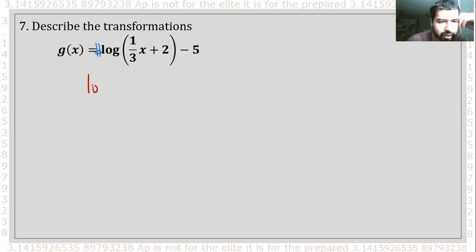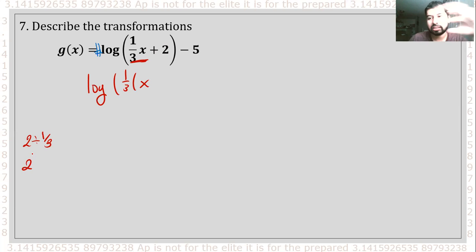So I'm going to go ahead and write it again. Log, there's no base, so you can assume that's 10. It's going to be 1/3 on the outside. If I factor out 1/3 from 1/3 x, I'm left with x. And if I factor out 1/3 from 2, that's the same thing as dividing 2 by 1/3. When you divide by a fraction, it's the same thing as multiplying by the reciprocal. So multiply by 3/1, which gave me 6. So plus 6 minus 5.